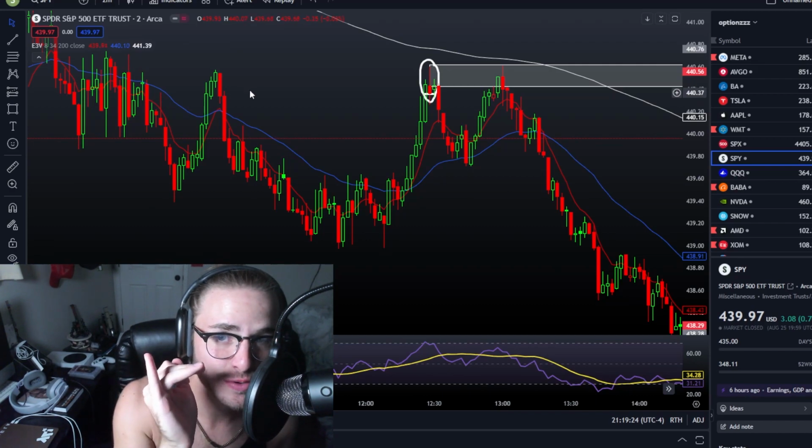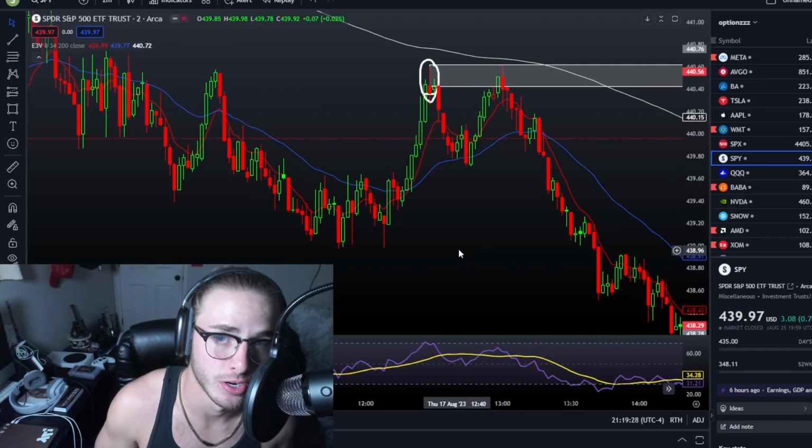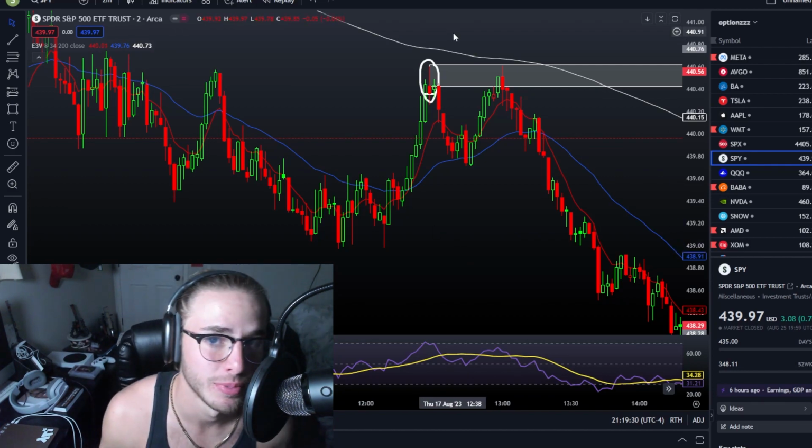Quick PSA, if you make your color scheme not red and green, if you make these candles a different color, you're a loser, and I will come to your house and punch you in the throat.